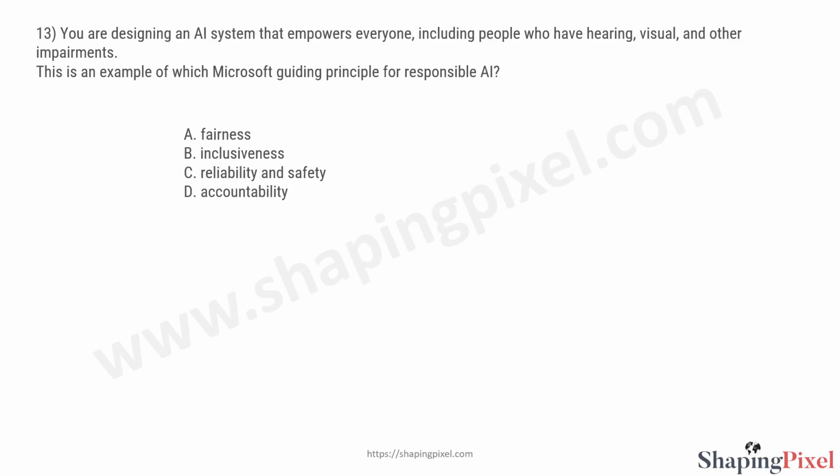Question number 13. You are designing an AI system that empowers everyone, including people who have hearing, visual, and other impairments. This is an example of which Microsoft guiding principle for responsible AI. And we have four options: fairness, inclusiveness, reliability and safety, accountability. So the right answer here is option B, inclusiveness.